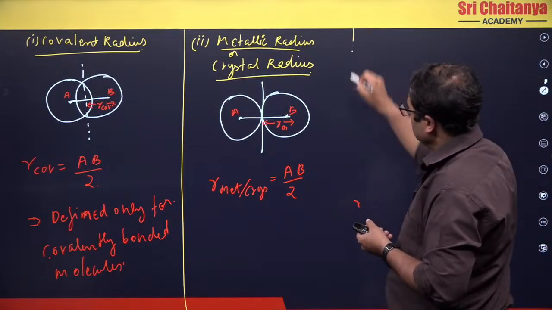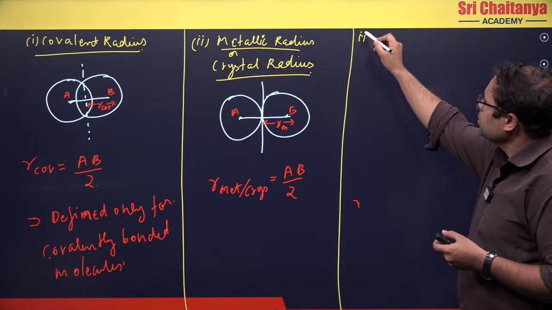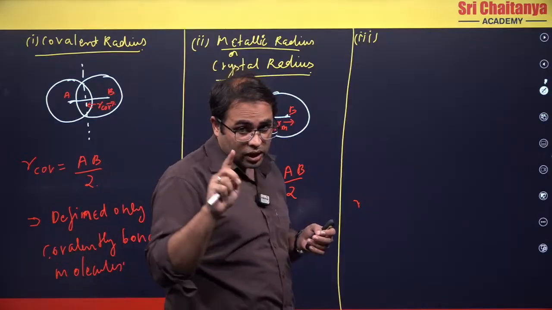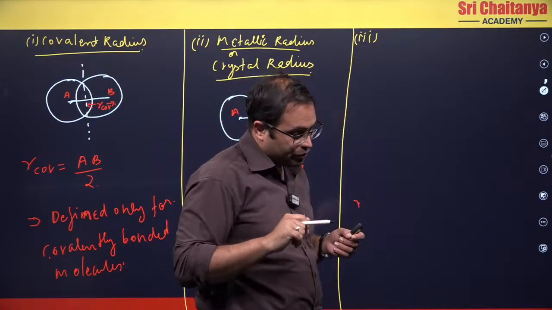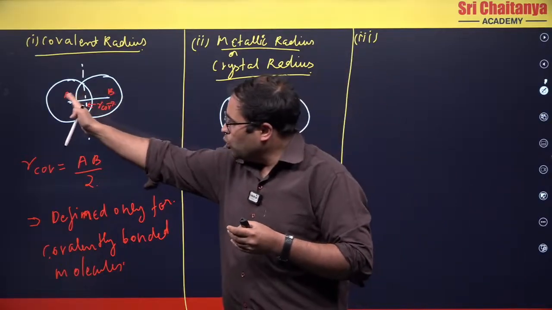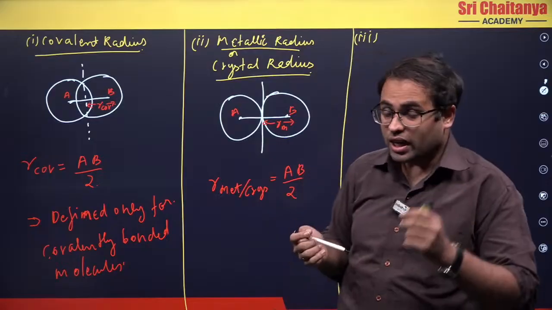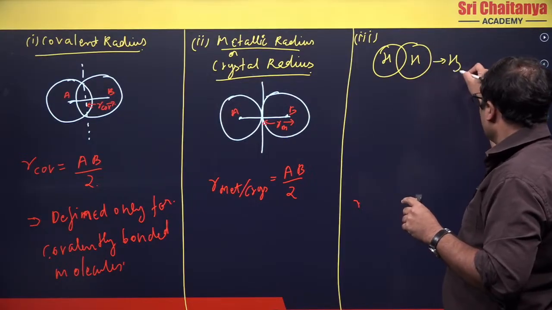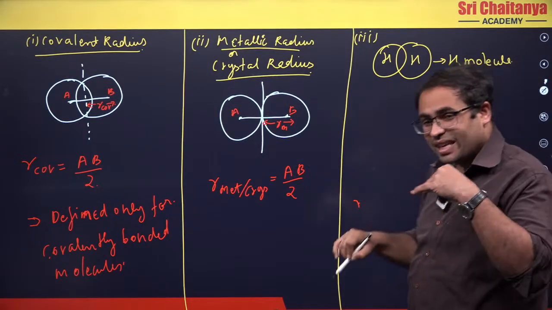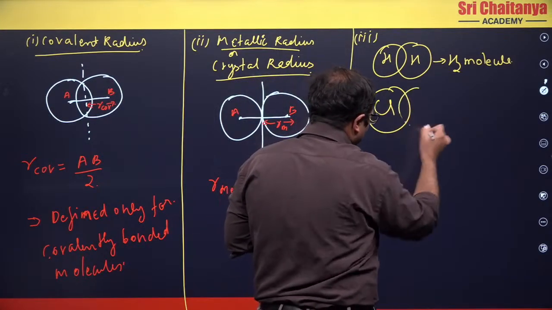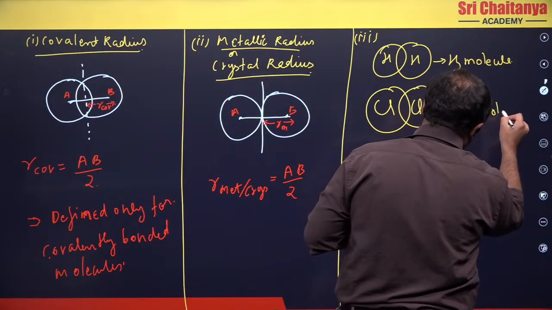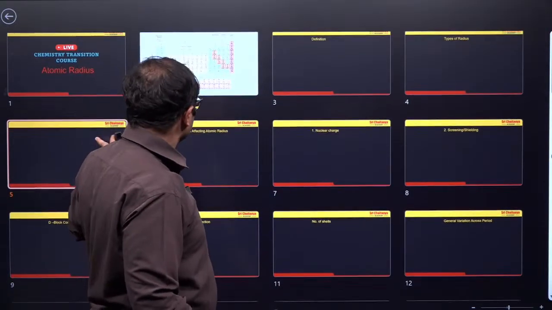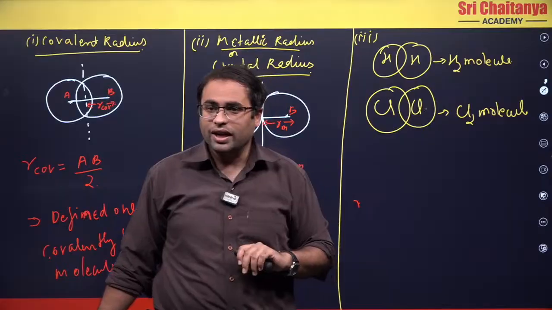Now after this, I'll move on to the third radius, which is a little bit different, a little complicated, but you have me here to make things easier for you. Van der Waals radius now. See, when two atoms overlap, what do you get? You get a molecule. So if I have a hydrogen atom overlapping with another hydrogen atom, you will get an H2 molecule. Similarly, if I have a chlorine atom overlapping with a chlorine atom, I get a chlorine molecule.